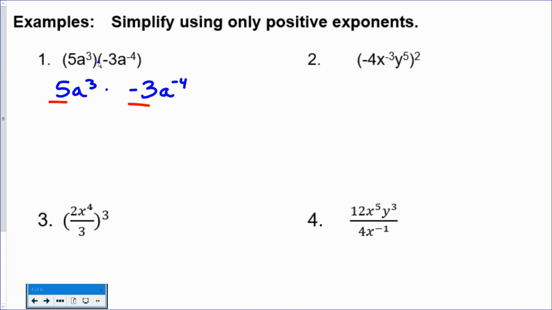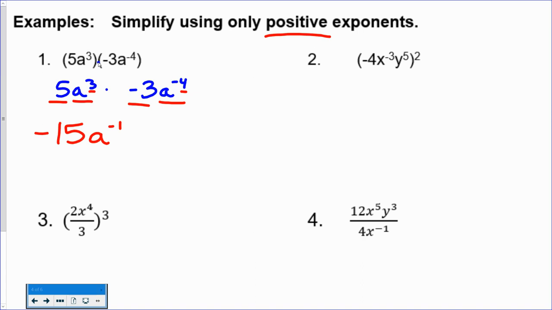I can take 5 times -3, which is -15. And I have a common base of a. So then I'll go ahead and add the exponents. So 3 plus -4 would be -1. And then I'm only going to use positive exponents, so I will not leave that as a negative exponent.